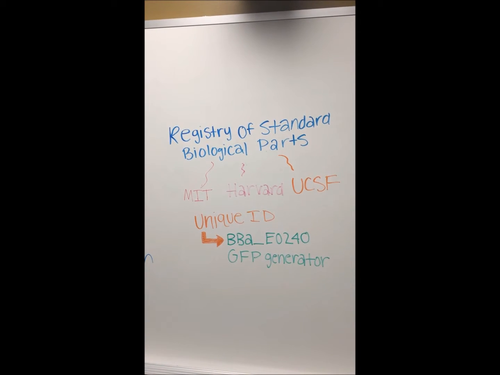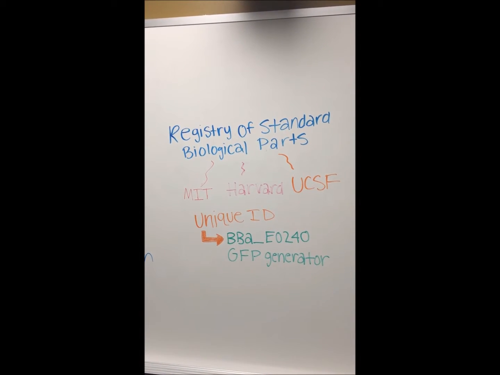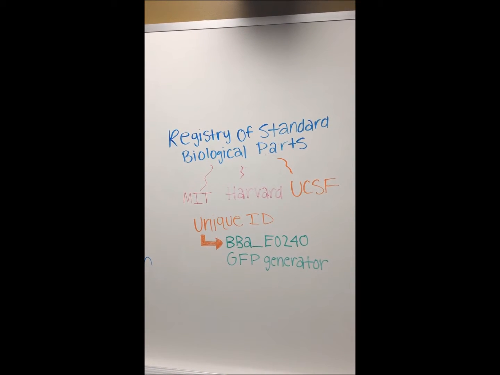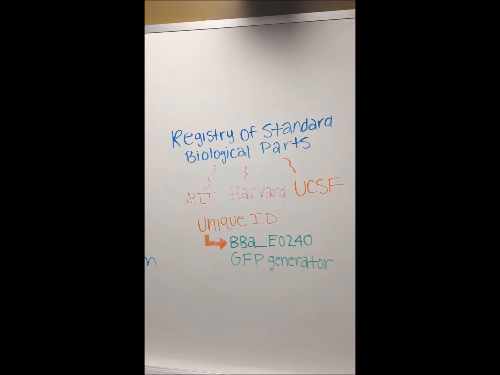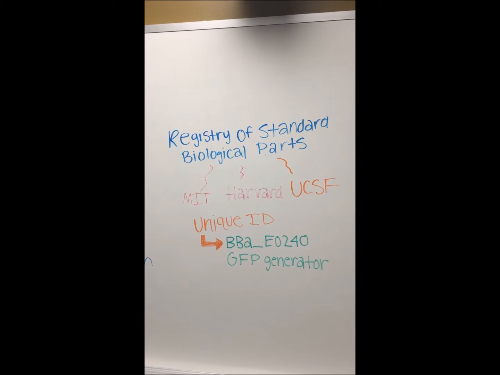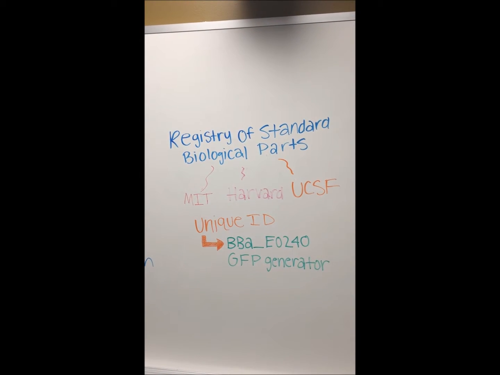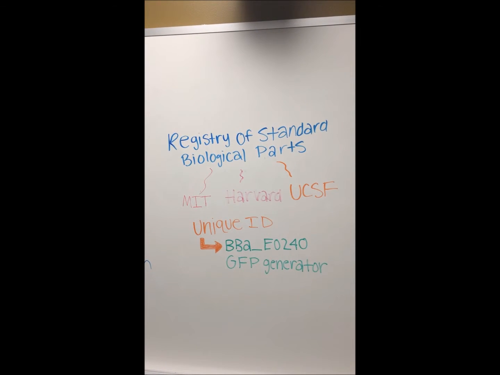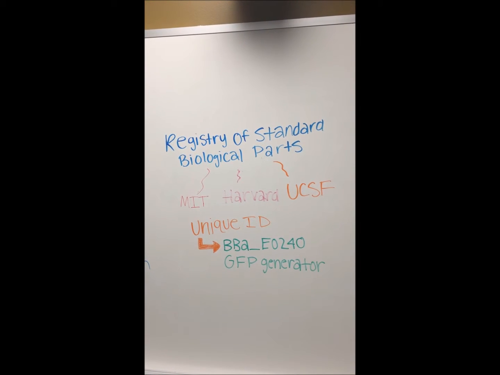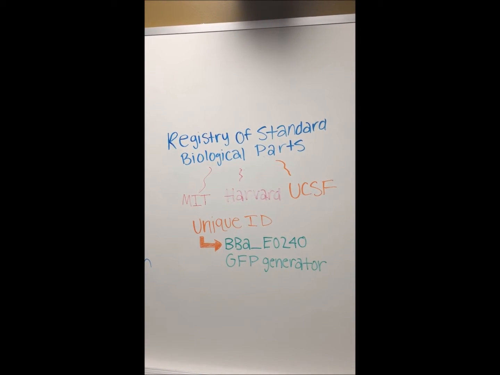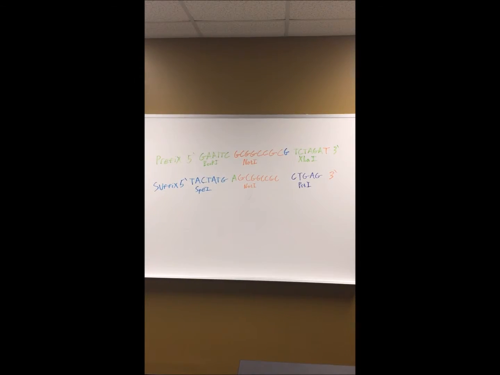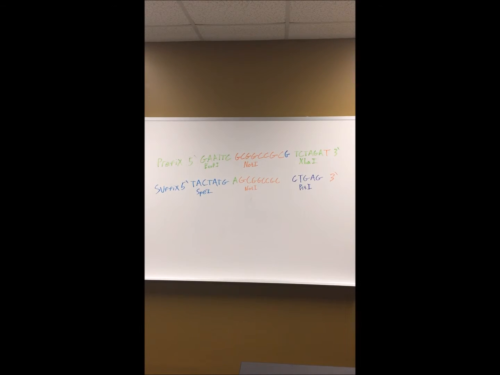The Registry of Standard Biological Parts was designed by researchers at MIT, Harvard, and UCSF. The registry contains information and characterization data on a variety of BioBrick parts. The catalog describes the function, performance, and design of the parts. Each BioBrick comes with a unique identification code. All BioBrick parts are flanked by a prefix and a suffix.